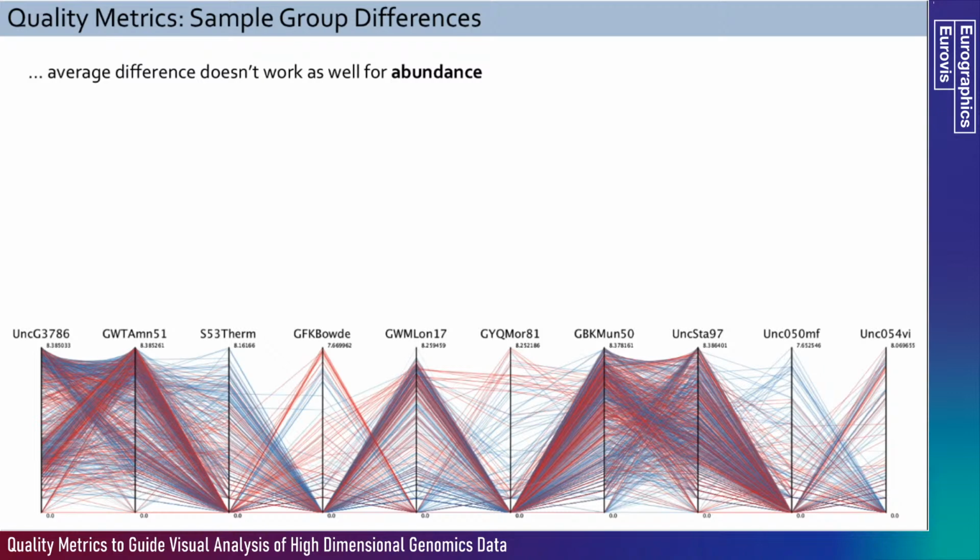And here we see an example of the 10 entities that have the highest average difference in abundance in the preterm data. We can see quite clearly that the blue and the red samples are very mixed up, so it's not a good metric for identifying difference between sample groups.